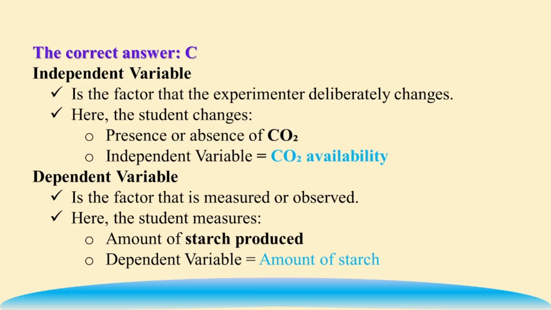The correct answer is C. The independent variable is the factor deliberately changed by the investigator. In this experiment, the availability of carbon dioxide is changed. The dependent variable is the factor measured. Here, the amount of starch produced is measured.